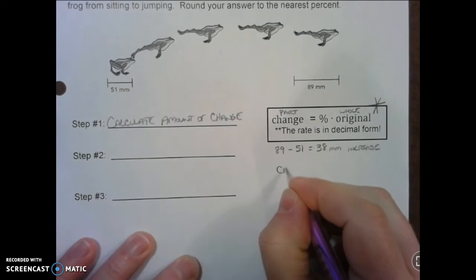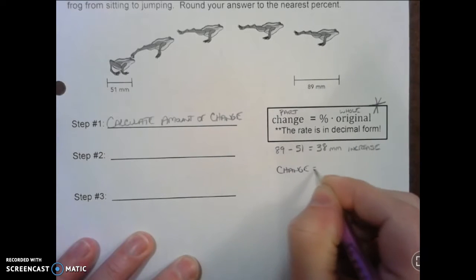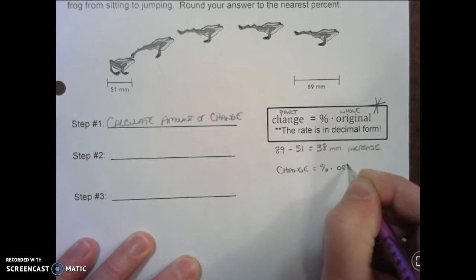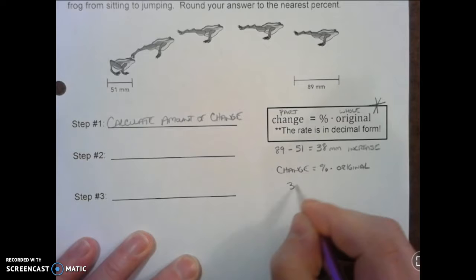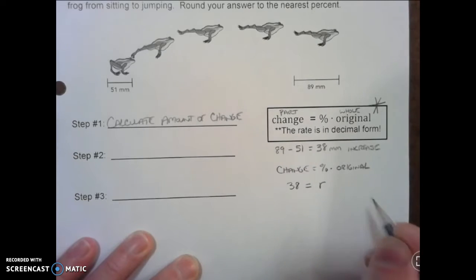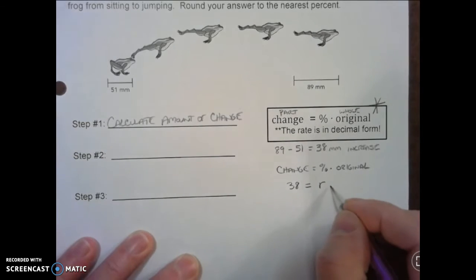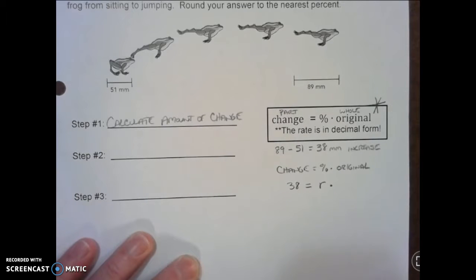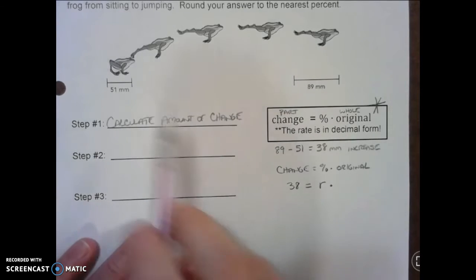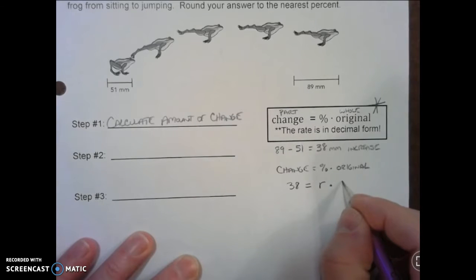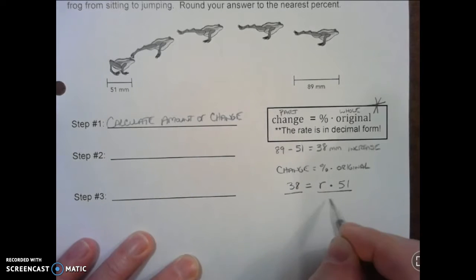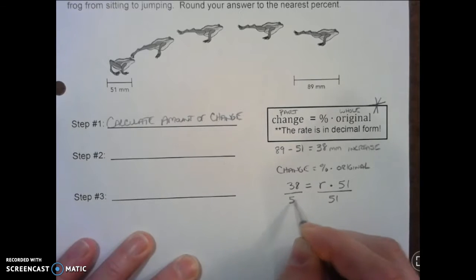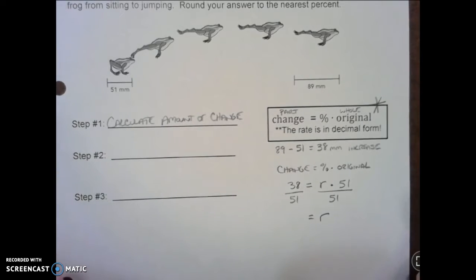So let's go ahead and write the equation down. The change is equal to the rate times the original amount. And we've just calculated the amount of change to be 38 millimeters. That's going to be equal to R, the rate, that's what we're looking for, times the original amount. Well, the original is the one that happened first. The frog was sitting first, so the original amount was 51 millimeters. We're trying to figure out the value of R, so we're going to go ahead and divide each side by 51 to get R all by itself. That's on the right-hand side.